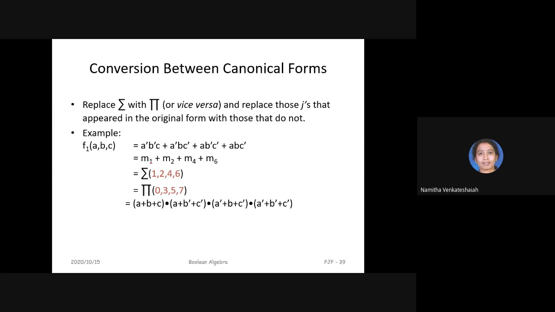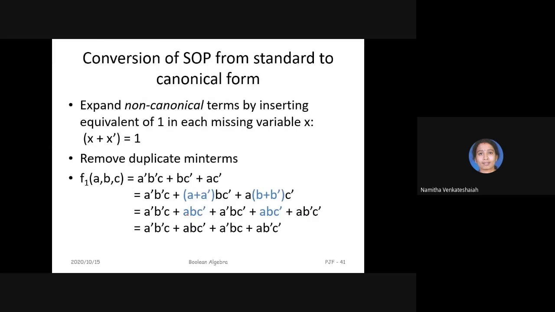Minterm 1 means a dash b dash c for the 3 input variable. Minterm 2 means a dash b c dash. Minterm 4 means a b dash c dash. Minterm 6 means a b c dash. Similarly, max term 0 means a plus b plus c. Dot max term 3 means a plus b dash plus c dash. It continues. You already know it.